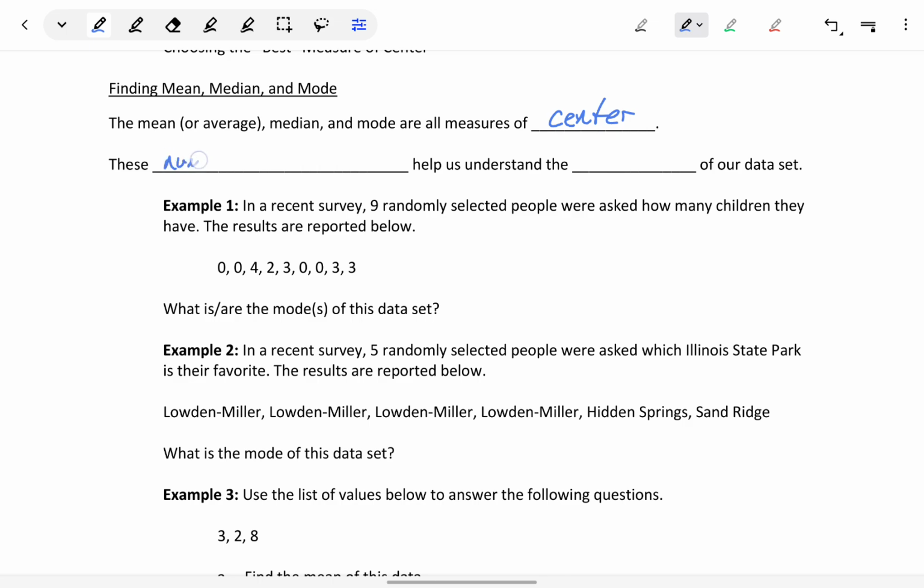They're each a numerical summary that helps us understand the middle of our data set.